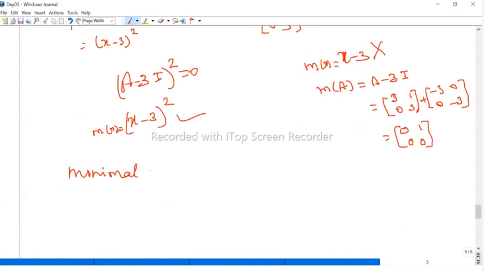Minimal polynomial of a matrix divides the characteristic polynomial of a matrix. It's very important. Sometimes both are equal: the minimal polynomial is equal to the characteristic polynomial sometimes. So therefore, given any matrix, we can define two polynomials. One is the characteristic polynomial, and then the minimal polynomial.